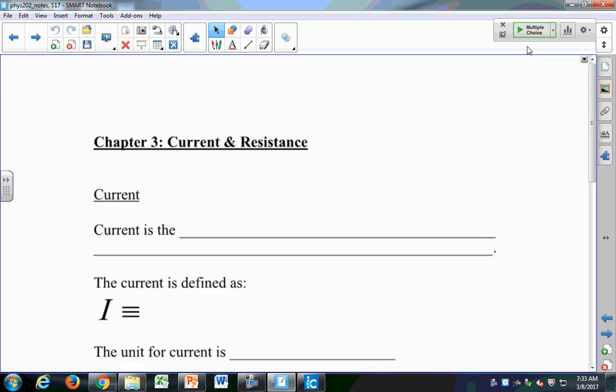So in Chapter 3, I said we're going to define current, we'll see Ohm's law, and we'll define resistance and power as well. We'll see those ideas come up again in Chapter 4, but we're just going to define them here, lay them out. So current is the rate at which charge flows past a point in a given time.